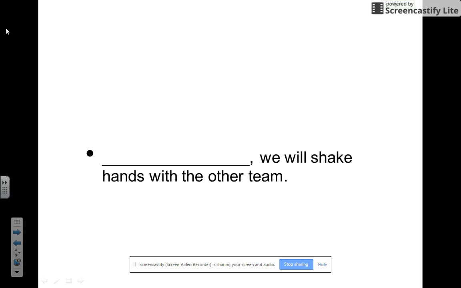We will shake hands with the other team. Why would someone do that? When would someone do that? After I figure that out, I add a subordinate clause. Maybe I put something like after the game ends, we shake hands with the team. So with these types of scenarios, of course, there are several correct answers as long as it makes sense in a sentence.